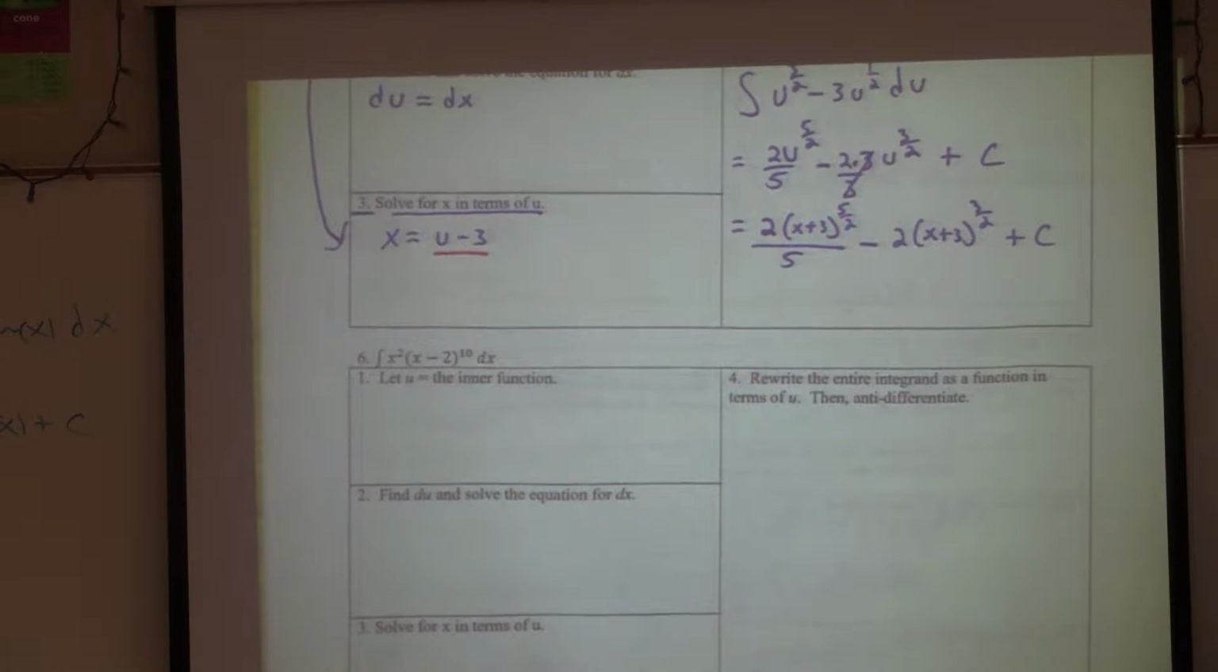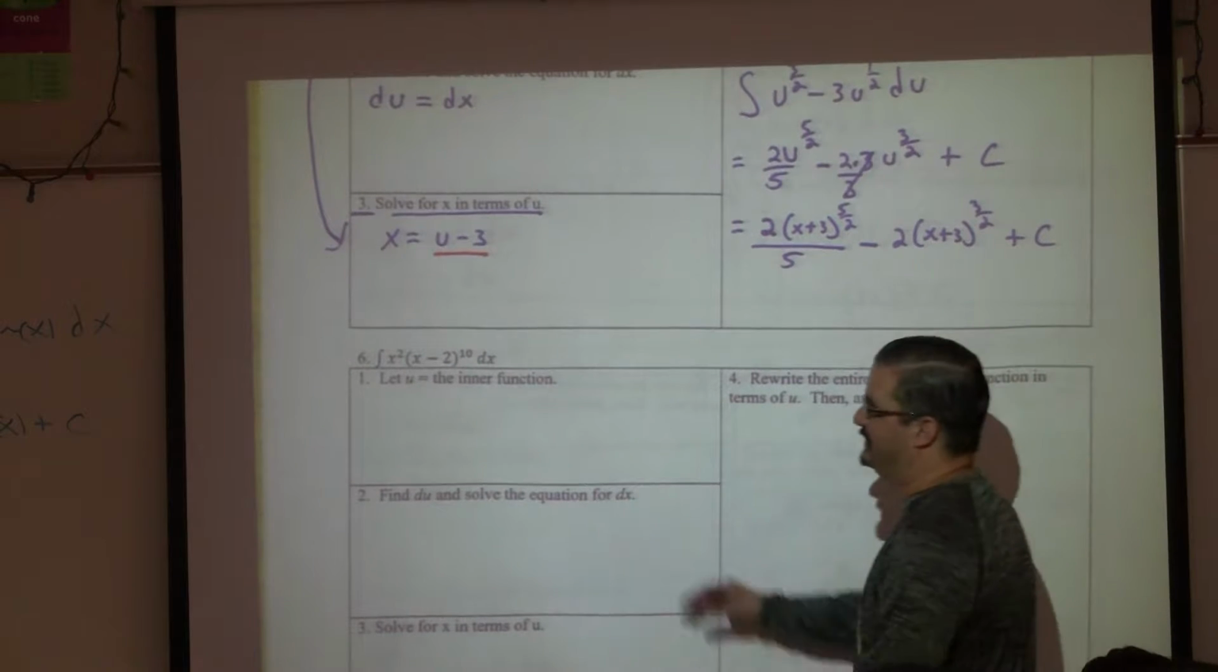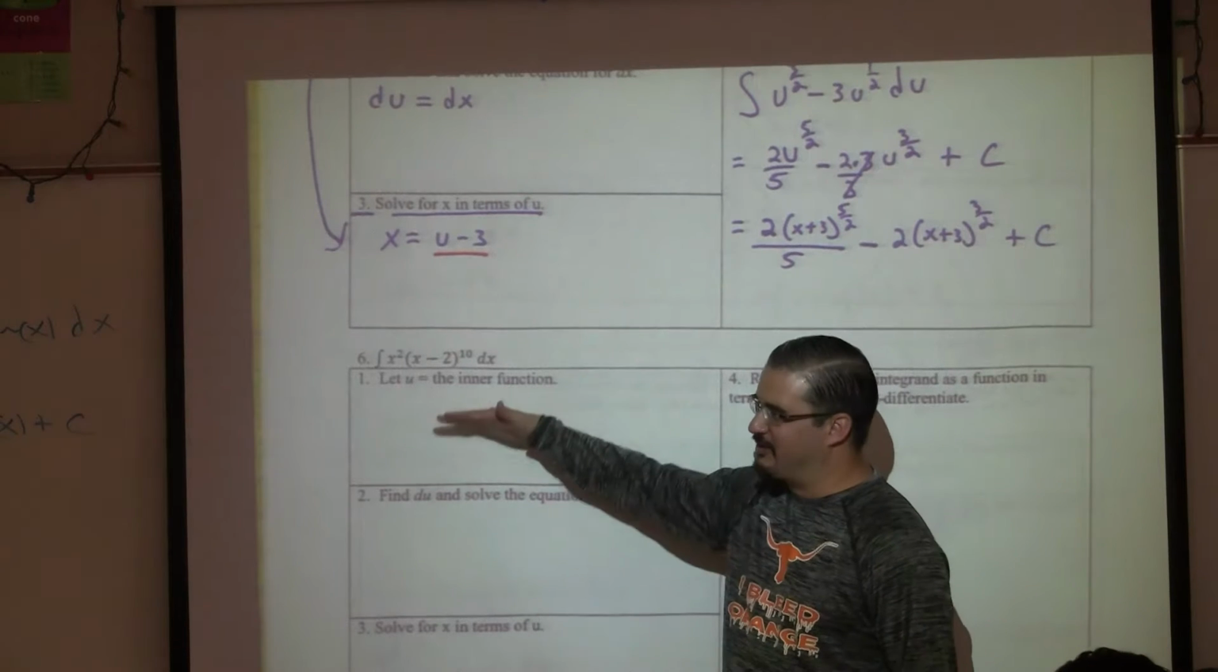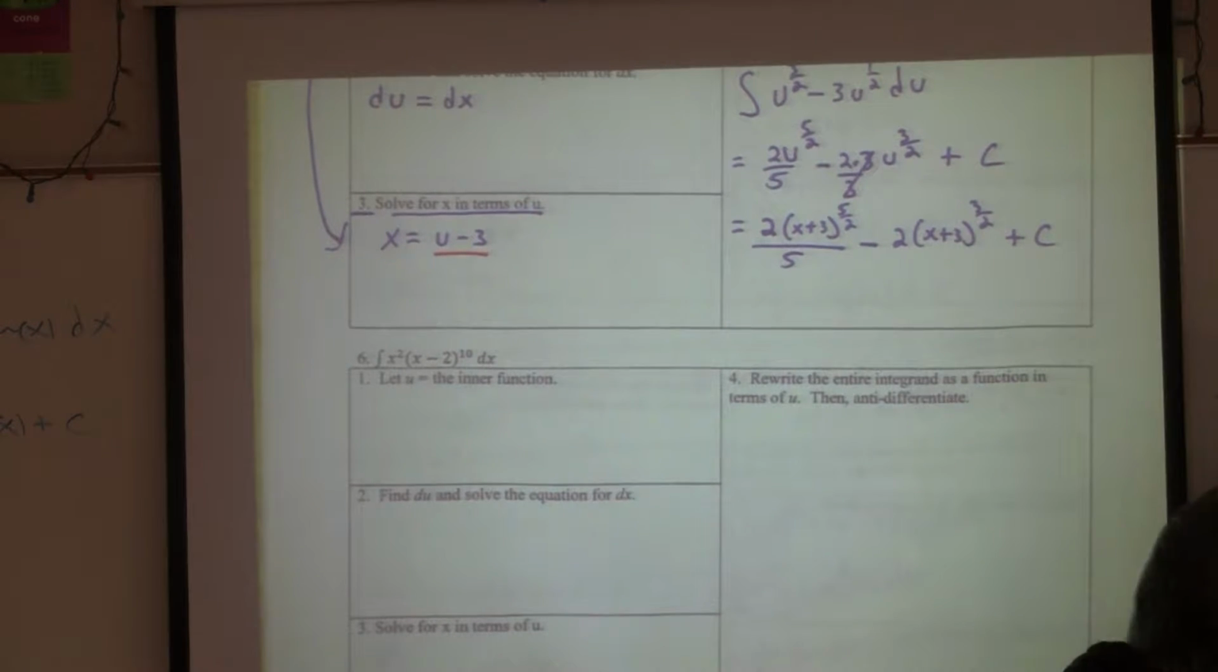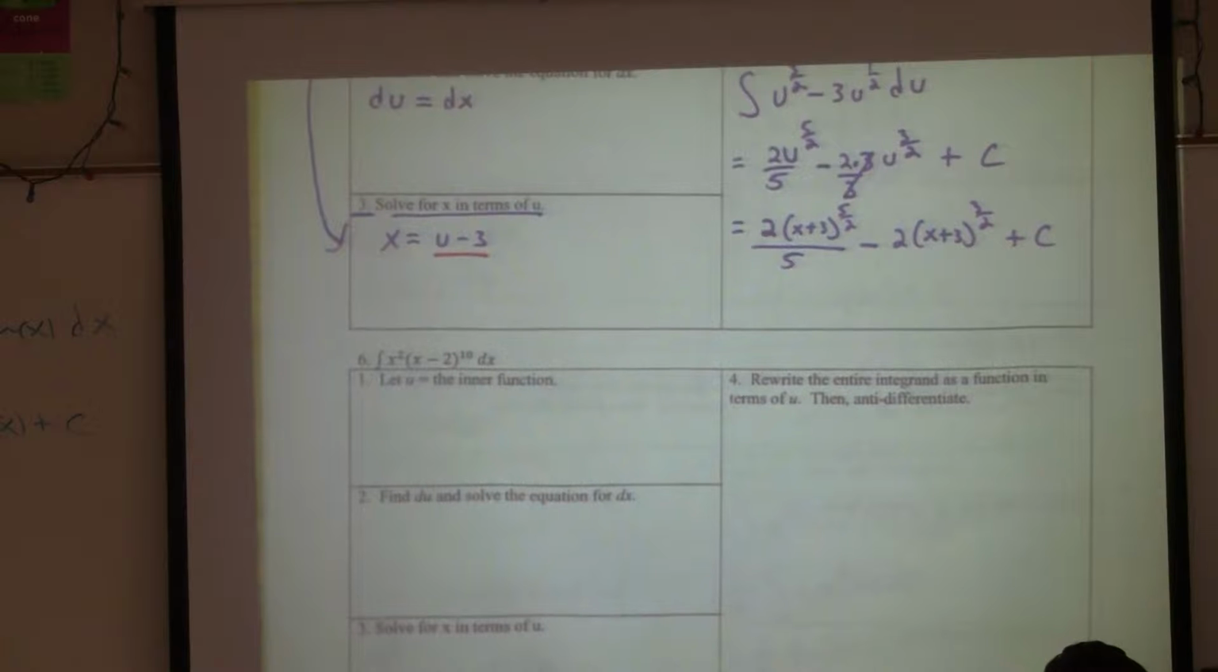Now I kind of separated into boxes to help you out, but on your paper you don't have boxes, right? So you just go with the flow, and it hopefully won't take that much space. Look at the next one.